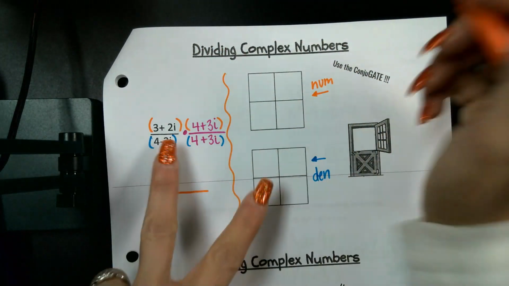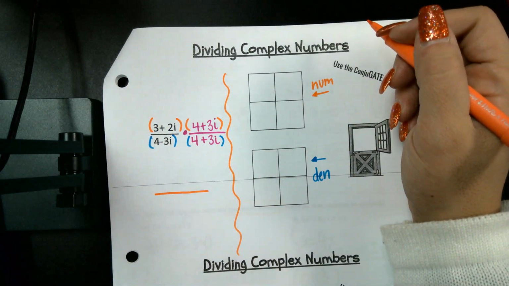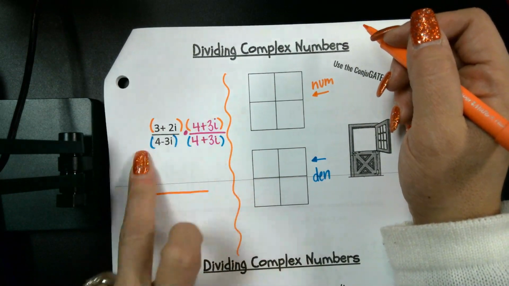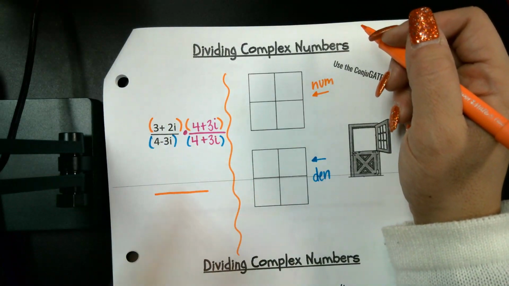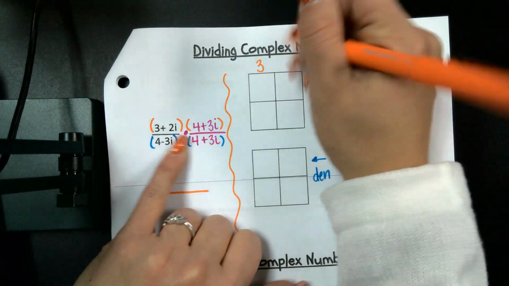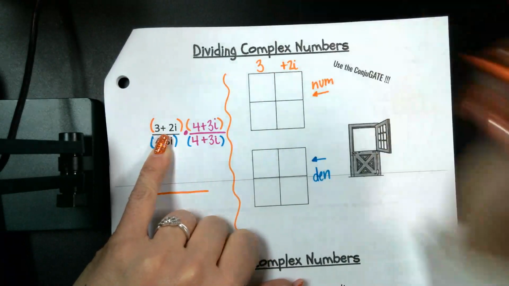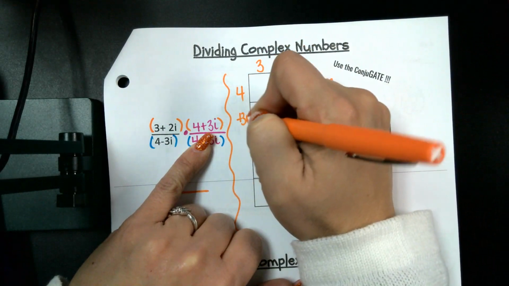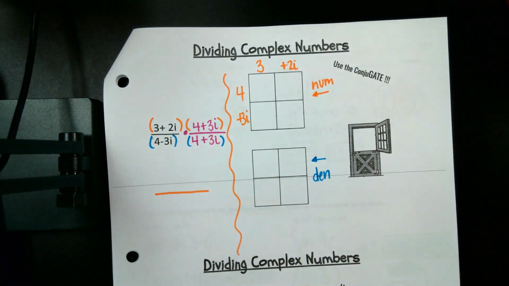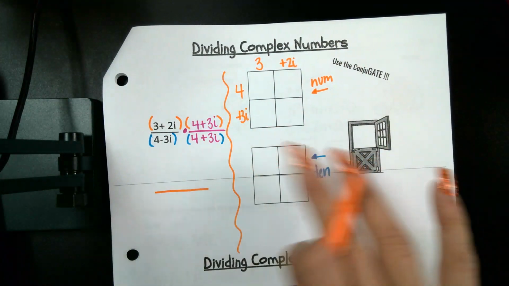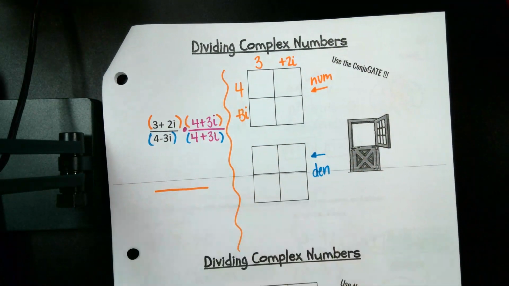Okay, so across the top, always make sure you guys are doing the 2 tops. Don't try to do diagonal stuff or top and bottom. It is just numerator times numerator. So 3 plus 2i times 4 plus 3i. We're going to do the numerator first. We're going to complete this one, put it up top, and then we'll do the denominator and put it on bottom.